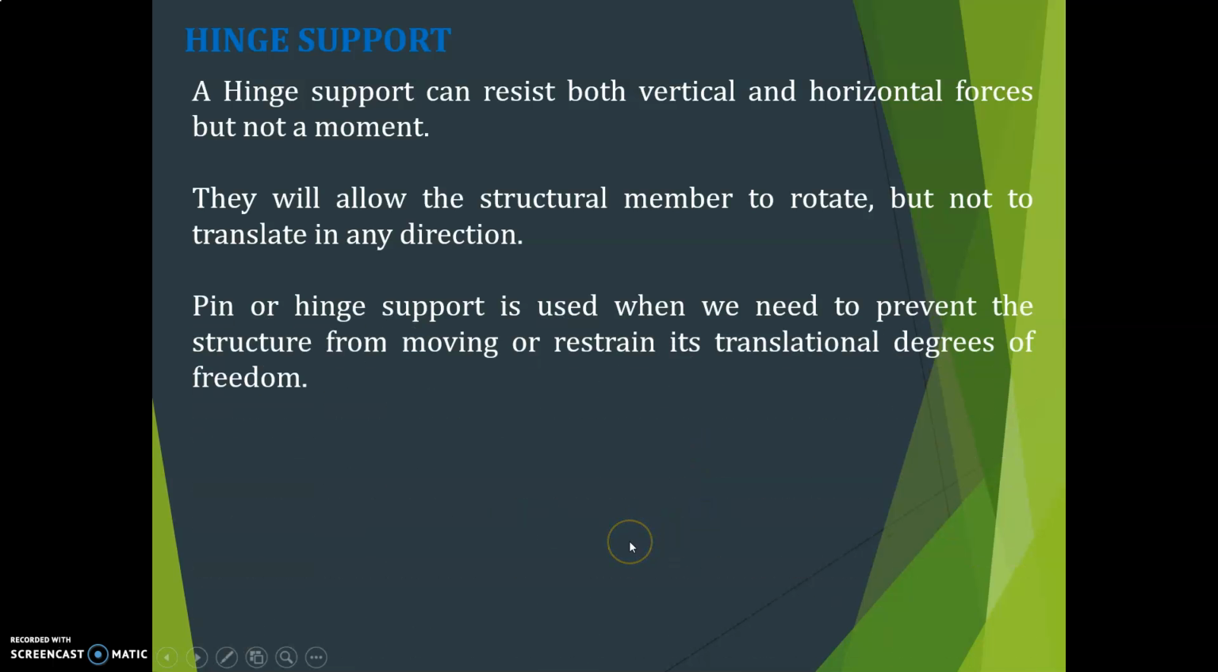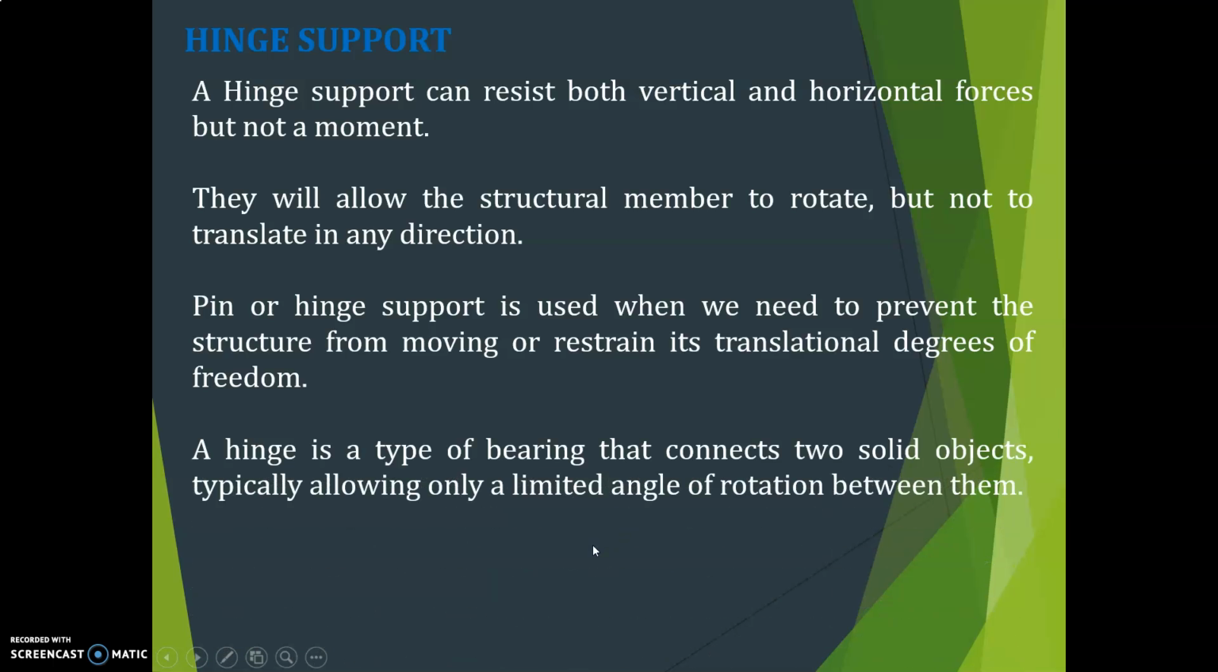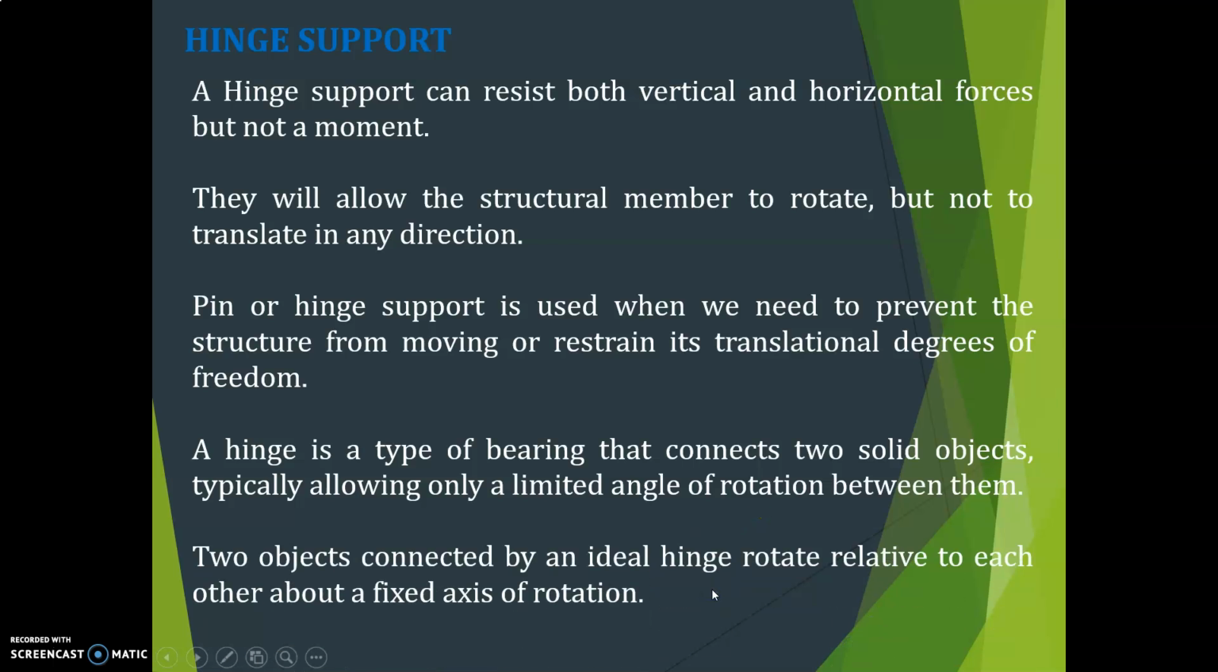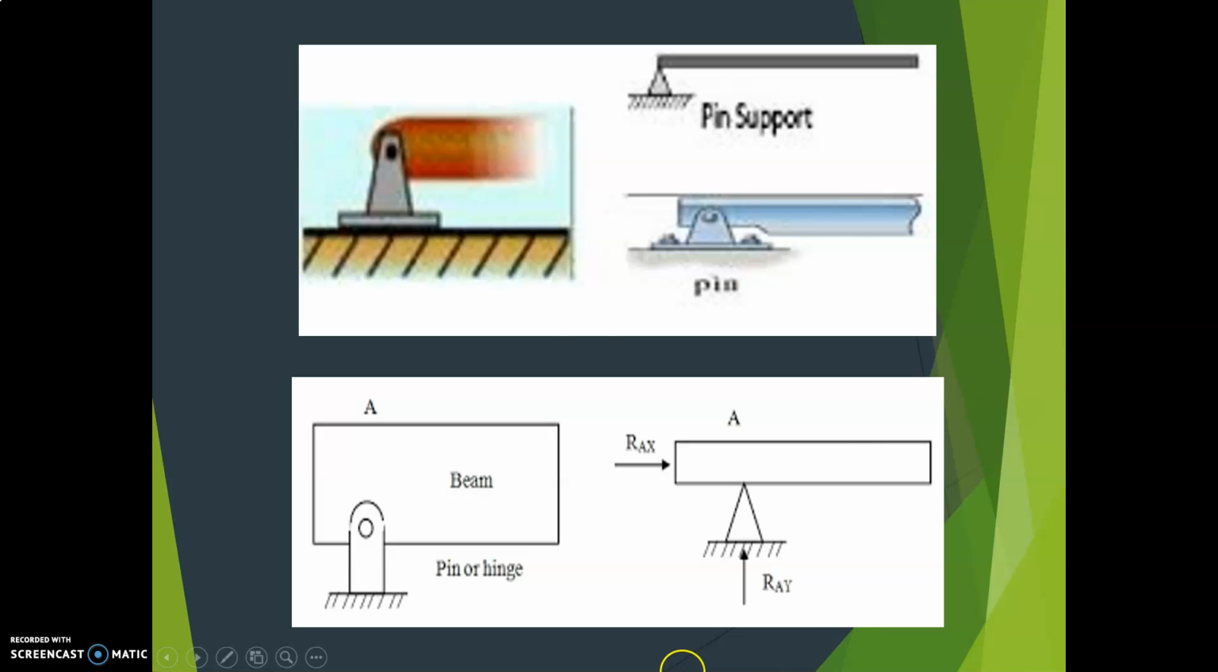Pin or hinge support is used when we need to prevent the structure from moving or restrain its translation degrees of freedom. A hinge is a type of bearing that connects two solid objects, typically allowing only a limited angle of rotation between them. Two objects connected by an ideal hinge rotate relative to each other about a fixed axis of rotation. You can see this is the hinge support or pin support. It develops reaction both in the x and y directions.